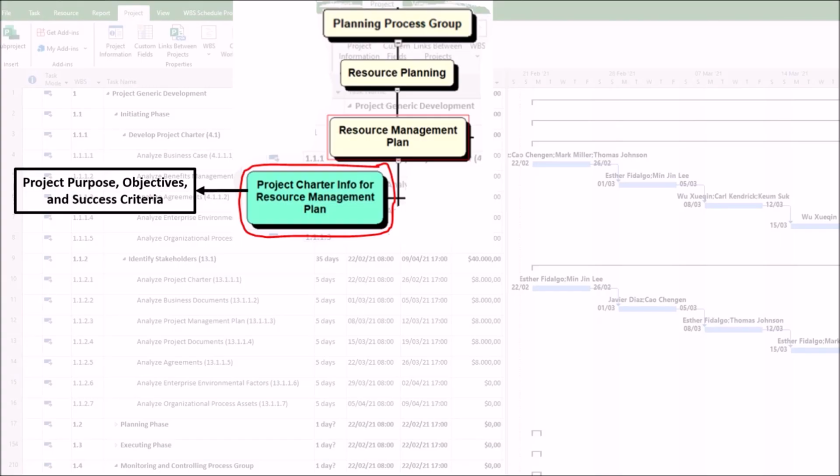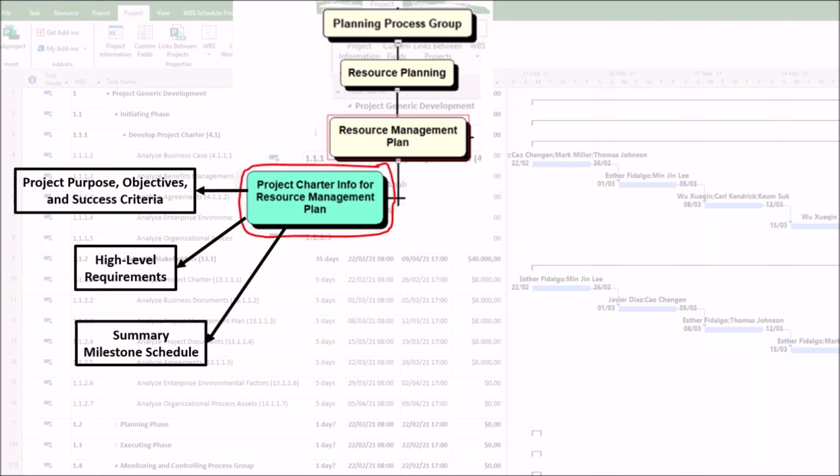1. Project purpose, objectives, and success criteria from the project charter define the skills and expertise needed to achieve those objectives in the resource management plan. 2. High-level requirements from the project charter inform the type and quantity of resources, such as specific tech for a tech requirement, in the resource management plan. 3. Summary milestone schedule from the project charter informs the timing and duration of resource needs in the resource management plan. For example, the development phase must be complete by Q3, so developers are needed in Q2.